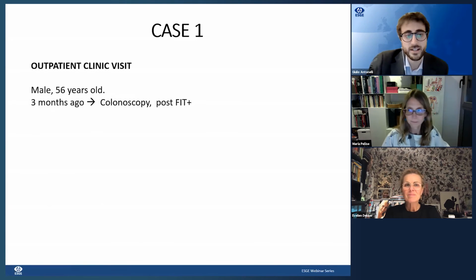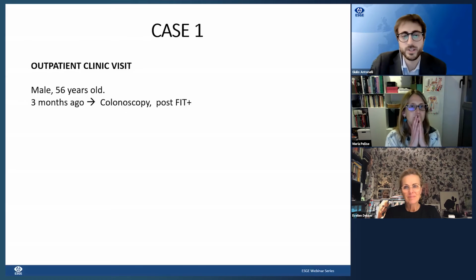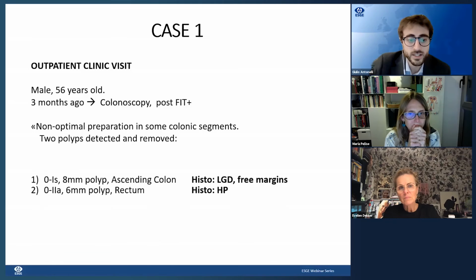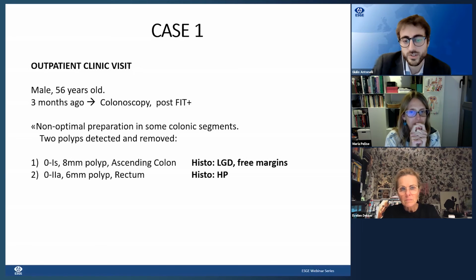The first case is a man of 56 years old presenting to our outpatient clinic. He has undergone 3 months ago a colonoscopy after a positive FIT test. And this is the report that we read. We read the non-optimal preparation in some colonic segments, 2 polyps detected and removed, 1 sessile polyp of the ascending colon, which comes out as low-grade dysplasia with free margins, and a 6-millimeter polyp of the rectum, which turns out to be hyperplastic. So this is the first question for the audience. Bearing in mind this report, which surveillance interval will you recommend to your patient?